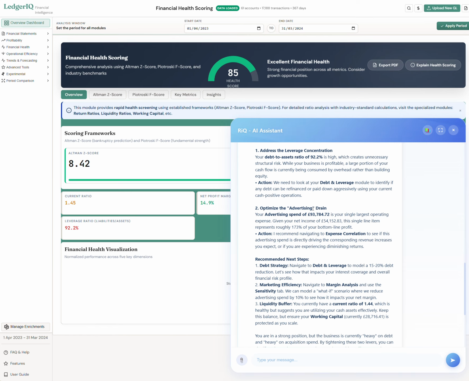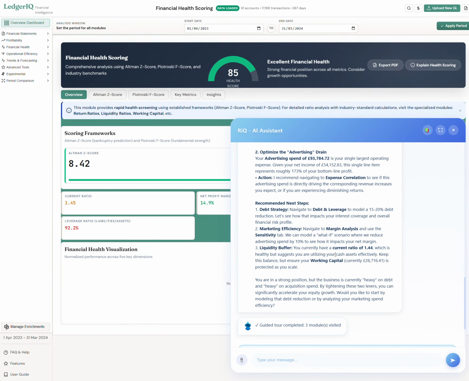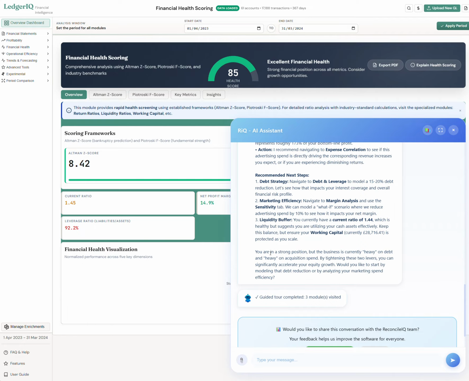Recommendation 2, optimize the advertising drain. Our advertising spend of that amount is our single largest operating expense. So you can see it goes quite in depth here. We are in a strong position, but the business is currently heavy on debt and heavy on acquisition spend. By tightening these two levers, you can significantly accelerate your equity growth.